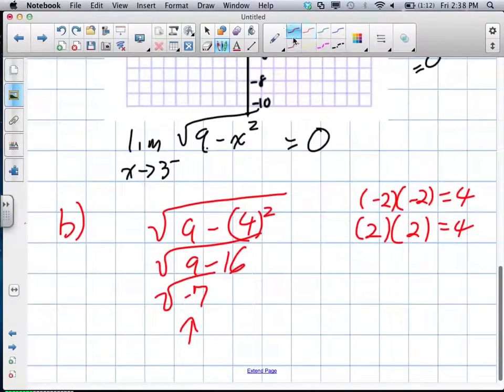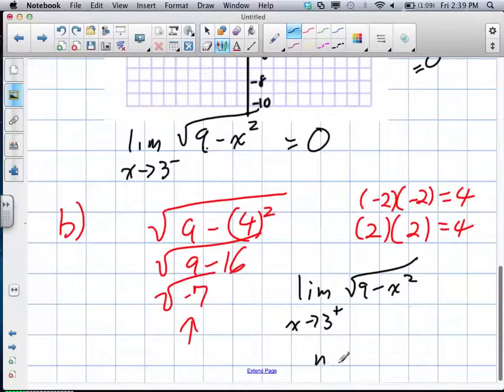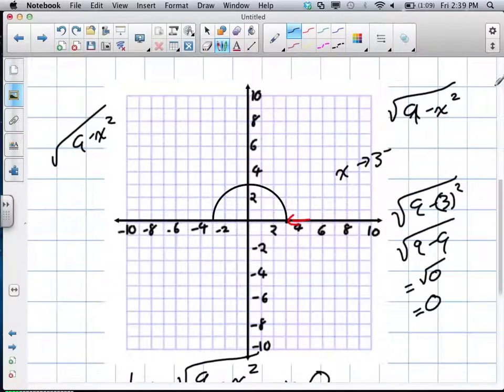If they had written it this way, the limit as x approaches 3 from the right of the root of 9 minus x squared, we cannot determine this. It's not defined. And then it talks about the existence of this limit. Does this limit exist? This limit doesn't exist because we are able to find it approaching from the left, but nothing approaches from the right, so this limit does not exist.